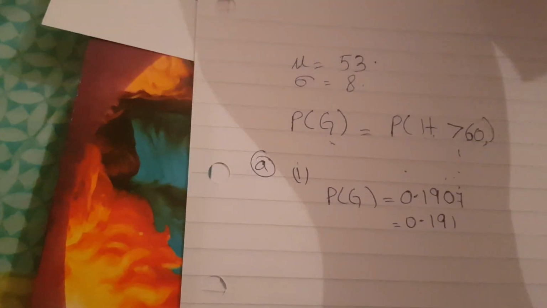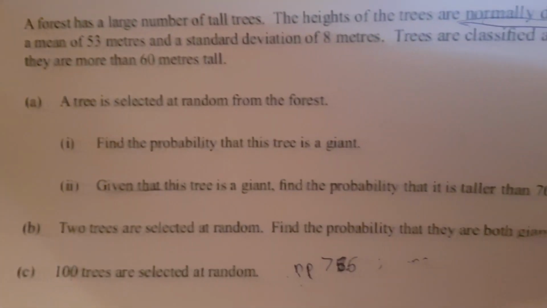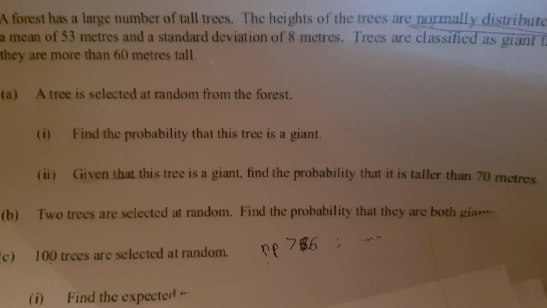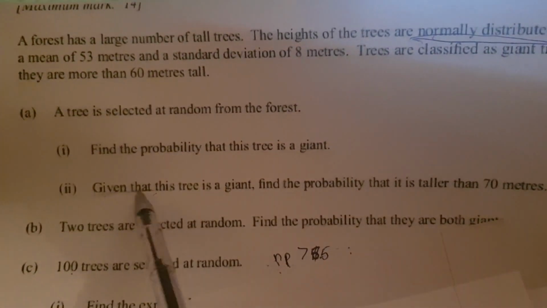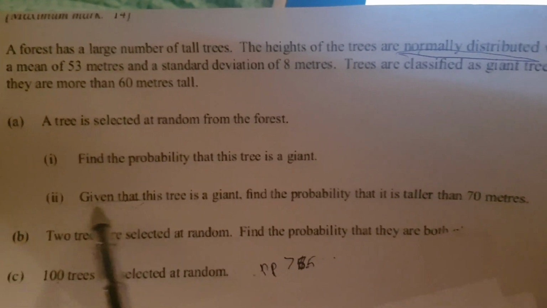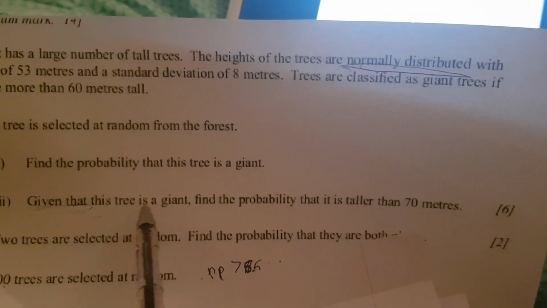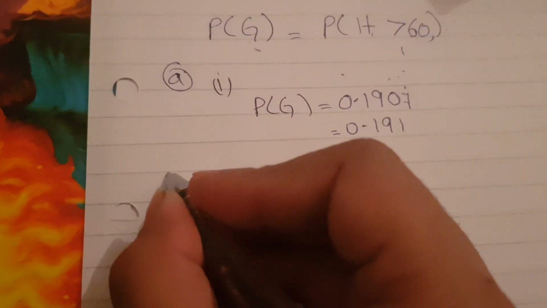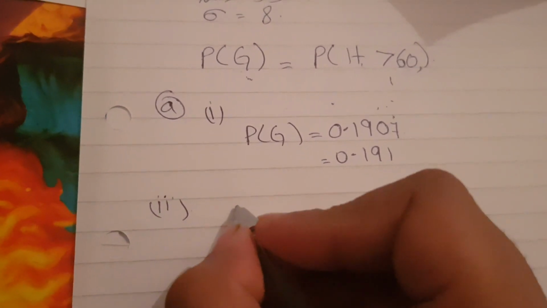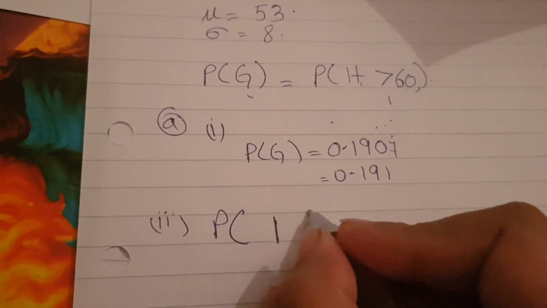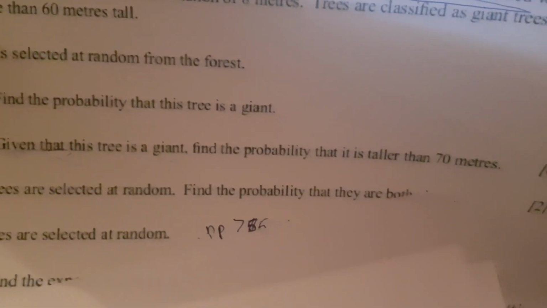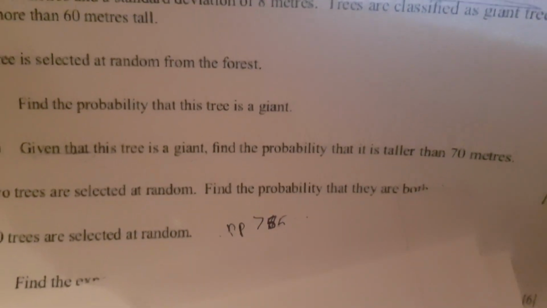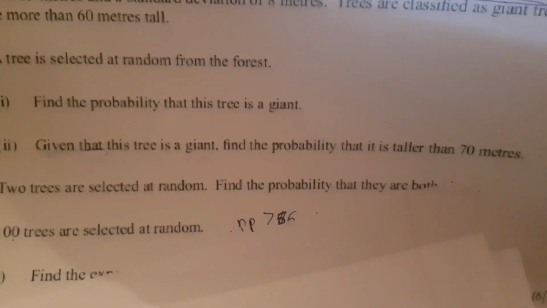Okay, now let's see Part B. Second part. Given that, it's a conditional probability, okay, because given that is there. Given that this tree is a giant, okay, what is given? That it's a giant. So let's start writing the conditional probability formula. What is given? It is giant. Find the probability that it is taller than 70 meters.